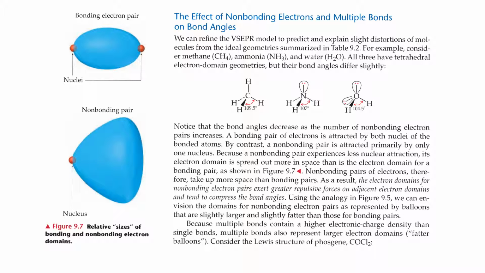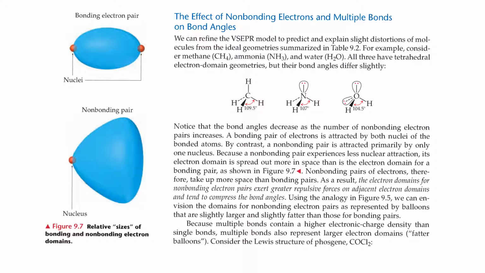Because a non-bonding pair experiences less nuclear attraction, its electron domain is spread out more in space than the electron domain for a bonding pair, as shown in Figure 9.7. Non-bonding pairs of electrons, therefore, take up more space than bonding pairs. As a result, the electron domains for non-bonding electrons exert greater repulsive forces on adjacent electron domains and tend to compress the bond angles. Using the analogy in Figure 9.5, we can envision the domains for non-bonding electron pairs as represented by balloons that are slightly larger and slightly fatter than those of their bonding pairs.